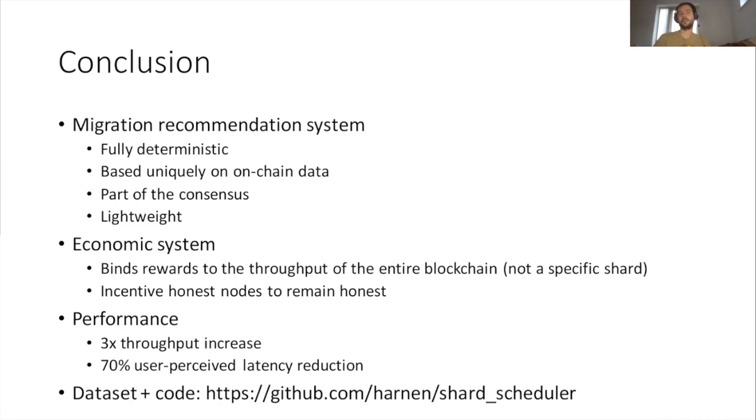And finally, in terms of performance, we observe up to 3-fold throughput increase and up to 70% user perceived latency reduction. Our data set with all the transactions from Ethereum, also the internal transactions from the smart contracts, and the accounts being modified by every single transaction is available under this link. Feel free to contact us if you want to play more with the code and you experience any issues. And I think this is it from me.